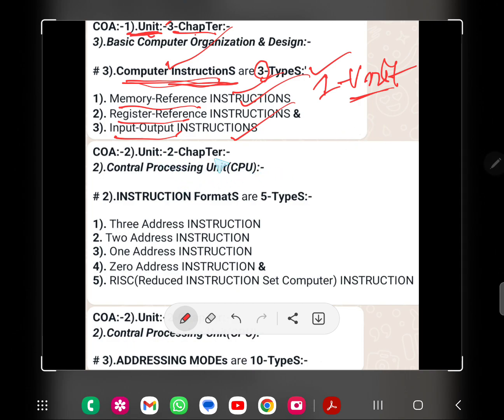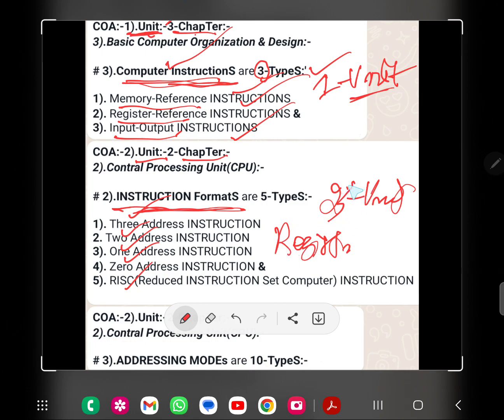One more question here is the same thing, right? See here in the second unit, the question was instruction format. Instruction format means how data will be stored in the memory. That is 3 address, 2 address, 1 address, 0 address and RISC. Address means nothing but register only. This is from second unit, very simple. This is from first unit. These videos are already shot. Now we are going to discuss addressing modes.